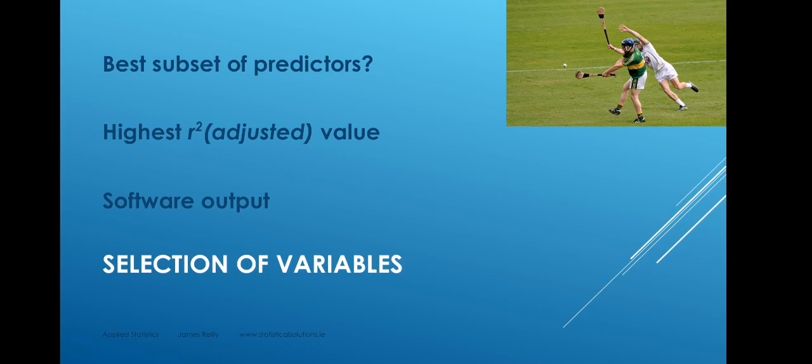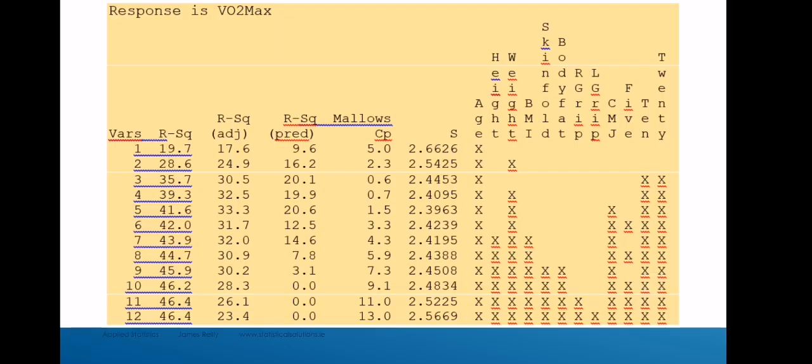It would be good if we could go through all of those potentially useful models and select the one which has the highest R-squared adjusted value. This would possibly be the best model. We can use software output to trawl through the best subsets and find out what is the R-squared adjusted for all the different models that are on offer. The software output using Minitab looks like this. In the top right-hand corner, we have the names of the 12 different predictor variables. Their names are written vertically if you read from top to bottom.